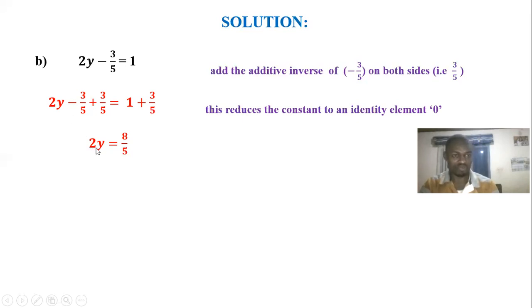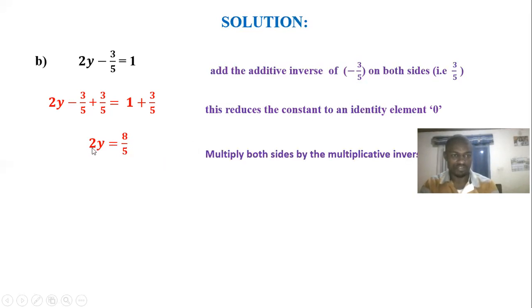That is why we have 2y is equal to, and to simplify the right-hand side, a whole number and a fraction, we simply multiply 5 times the whole number. We add the numerator and we maintain the denominator. This gives us 8 over 5.